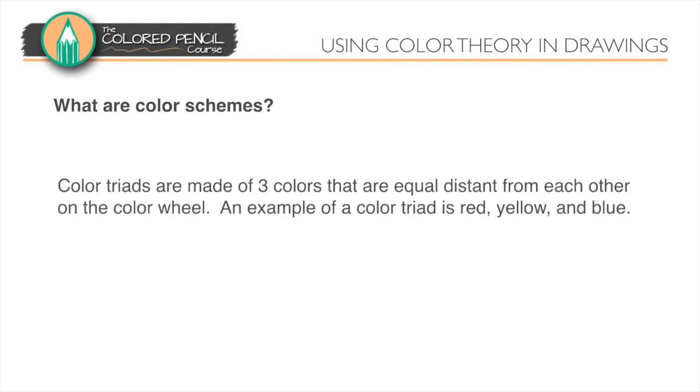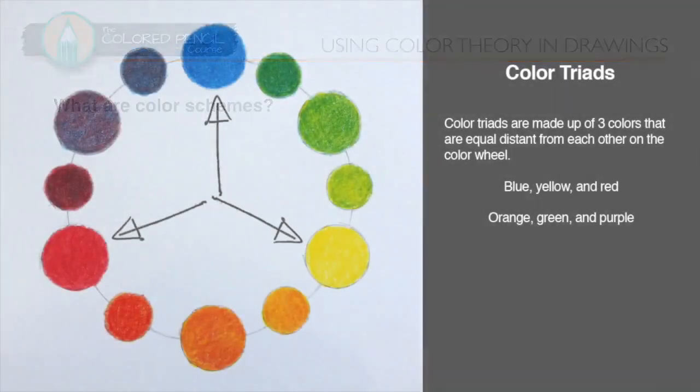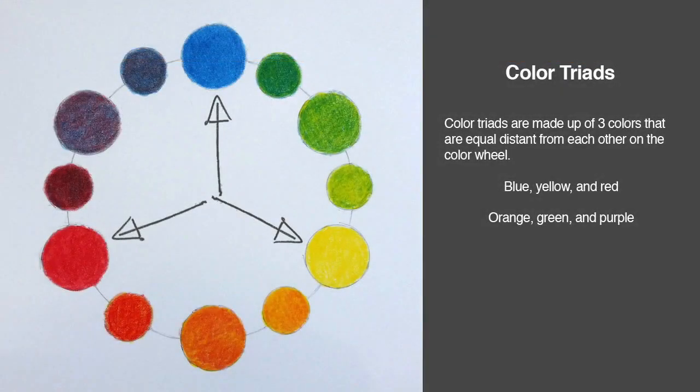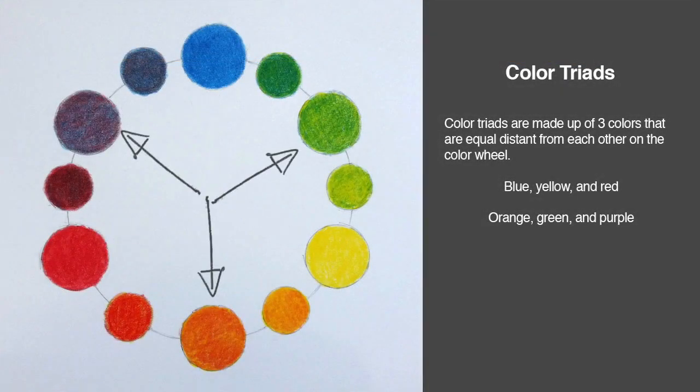Color triads are made up of 3 colors that are equidistant from each other on the color wheel. An example of a color triad is red, yellow, and blue, the primary colors. Another example is orange, green, and purple, another color triad.